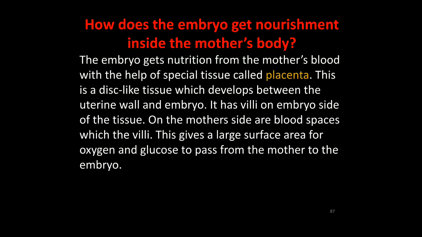The embryo gets nutrition from the mother's blood with the help of special tissue called placenta. Zygote is formed, and immediately it starts dividing into cells. It becomes a ball of cells which is called as blastocyst. First it is zygote, then it becomes blastocyst. After blastocyst it becomes morula, comes to the womb or uterus, and gets attached to the wall there.